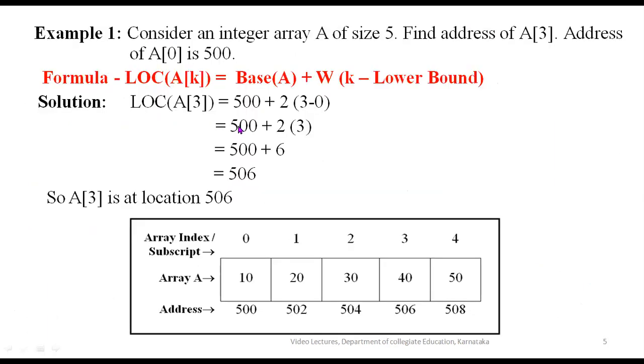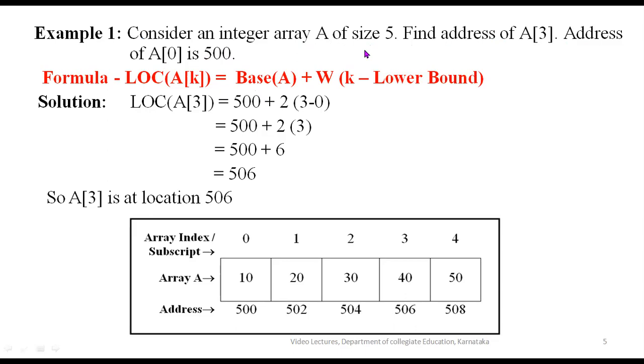Now let us take an example. Consider an integer array of size 5. Find address of A of 3. Address of A of 0 is 500. So here we are given A of 0 as 500 and integer array means W is 2.